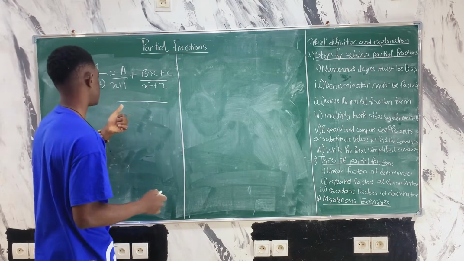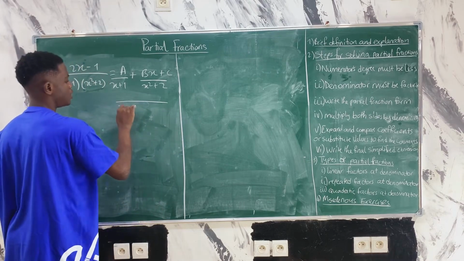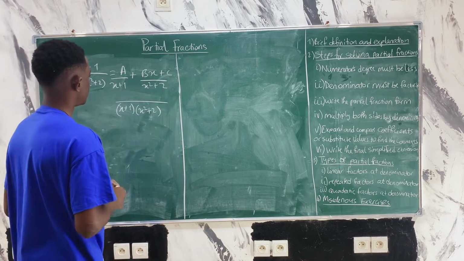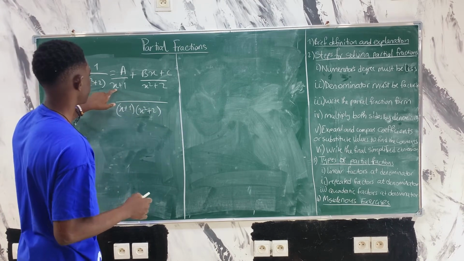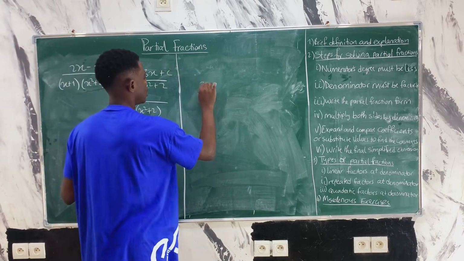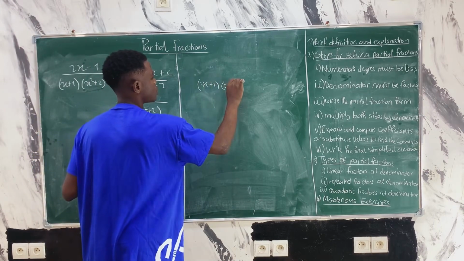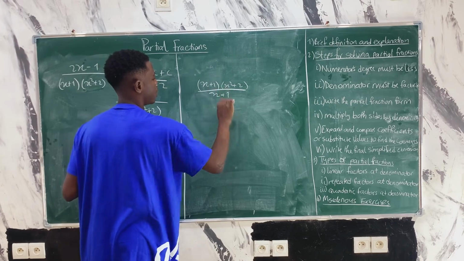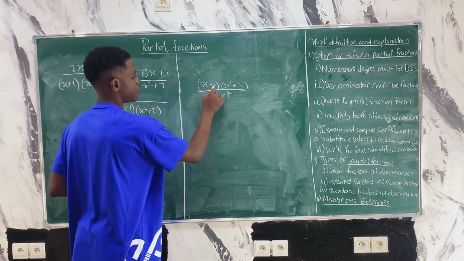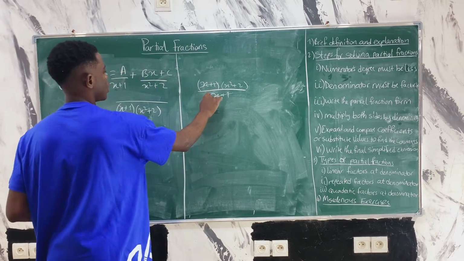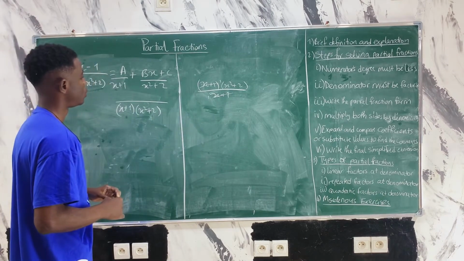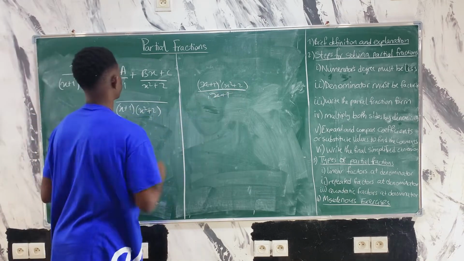So here, as we keep doing, we just find the LCM. LCM will be x plus 1 into x squared plus 2. When we find the LCM, we divide this by this and multiply by this. So this denominator divided by x plus 1 will be x plus 1 into x squared plus 2 divided by x plus 1. So when we divide this, we can see that this is going to cancel this. So we have 1 up here, and it will be left just with x squared plus 2.